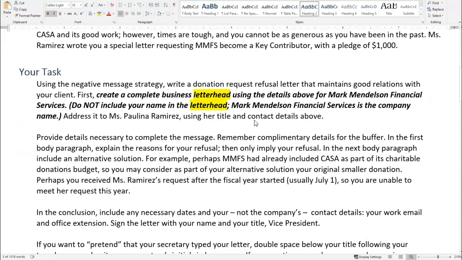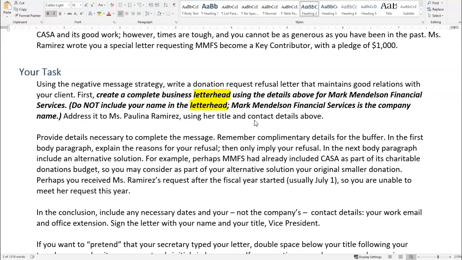And the next body paragraph, you're going to include your alternate solution. That's the third body paragraph. So the first one is to give a buffer. Your first paragraph. The first body paragraph is to explain the reason for your refusal and then imply your refusal. The next body paragraph is to provide an alternate solution. And then I gave an example.